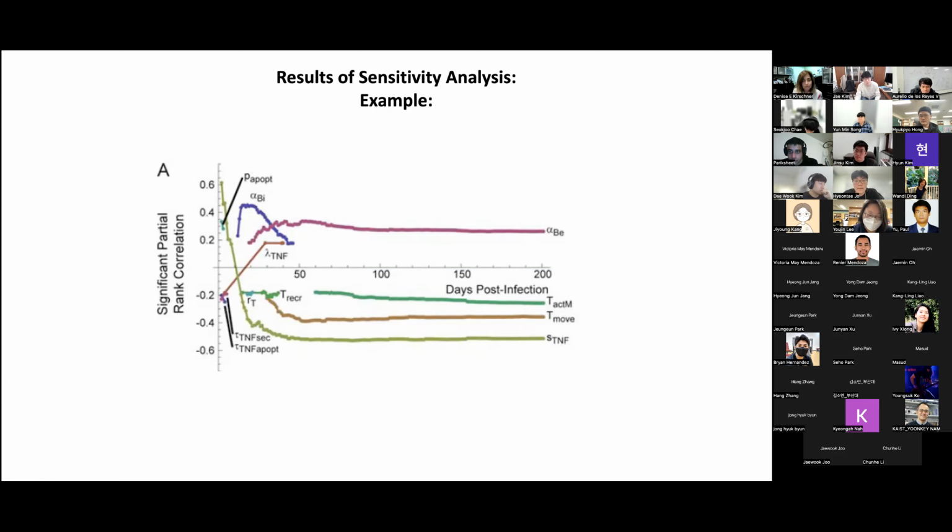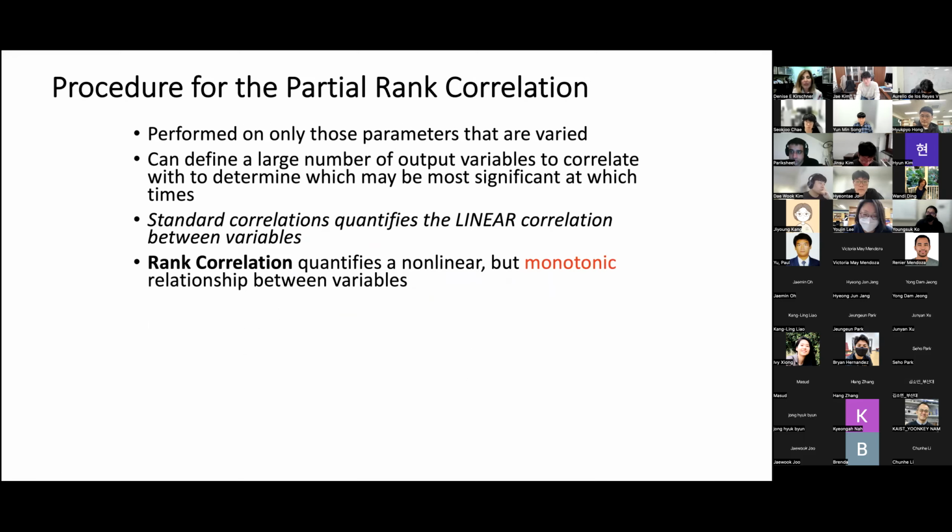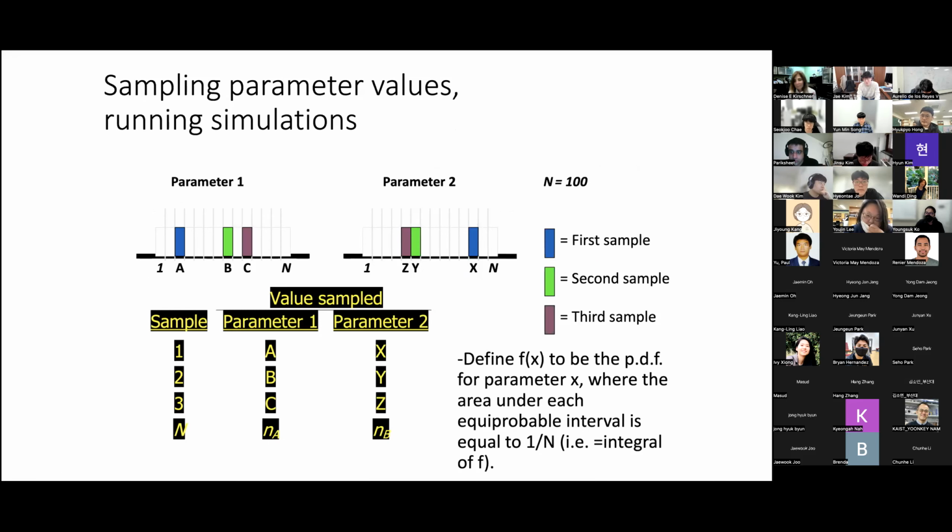Can I have a question? Yes, please. Hello, I'm really glad to attend this class. I have a question about the Latin hypercube sampling. You mentioned the distribution, but I'm quite concerned about what happens if we set quite a huge distribution, then we might overestimate the PRCC value. So how did you set the distribution?